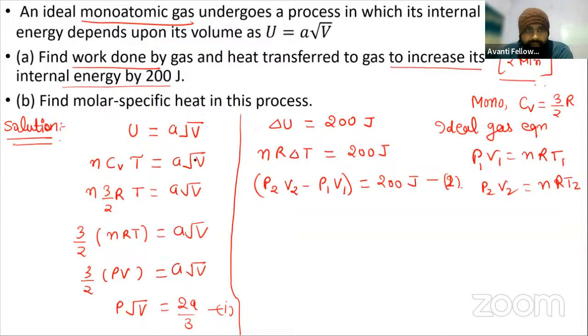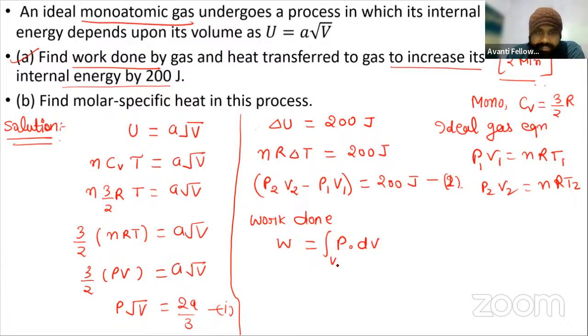Now let us find out the work done in the process. We know that work done W is given by the integral of P dV, and let's say it is expanding or compressing from V1 to V2.